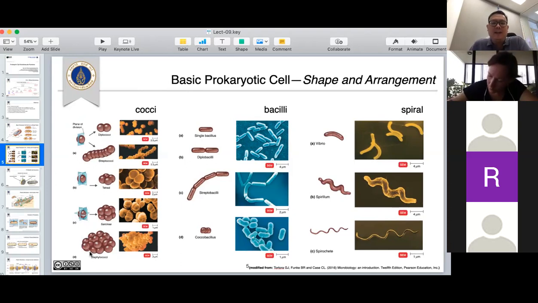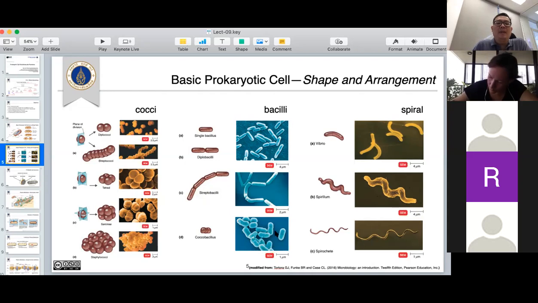Another shape is the rod shape. You can see single bacilli, the rod called bacillus, okay? Sometimes you probably see 2 rods attached together at the pole position. We call them diplobacilli or streptobacilli.